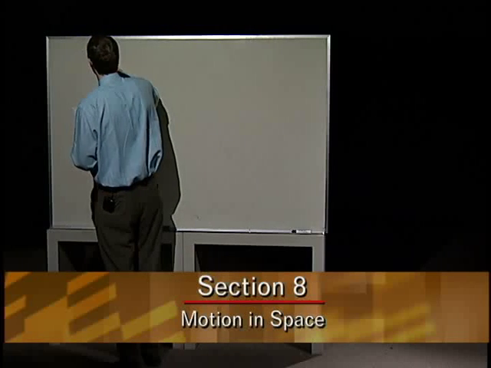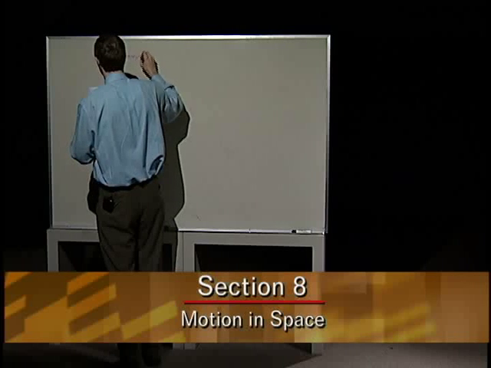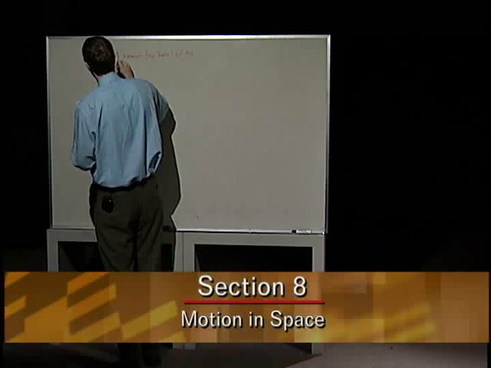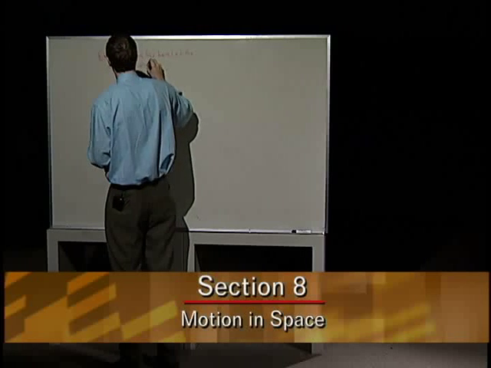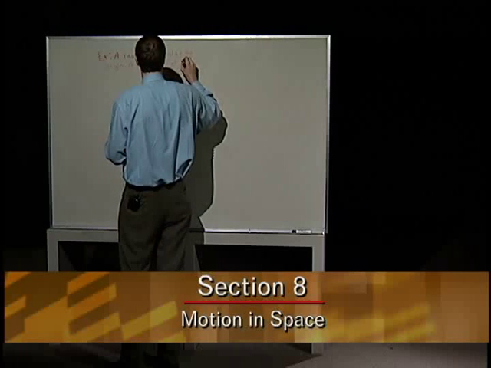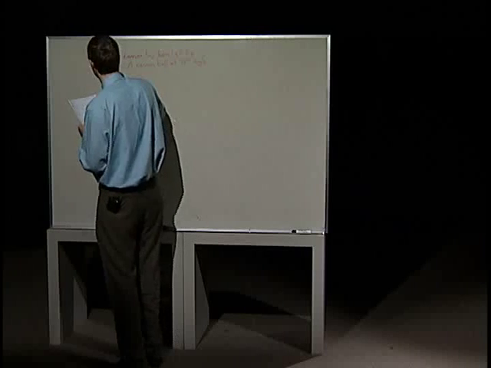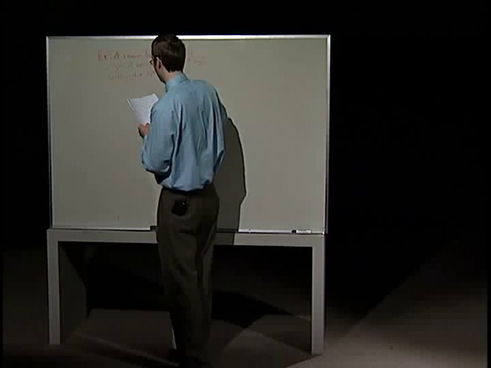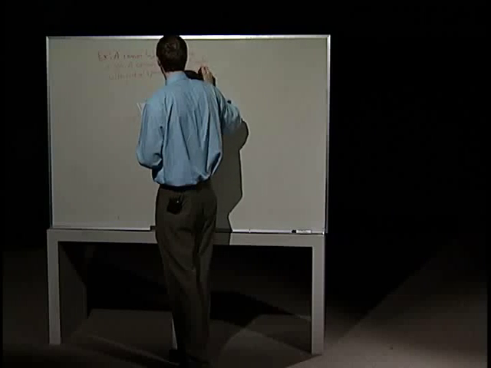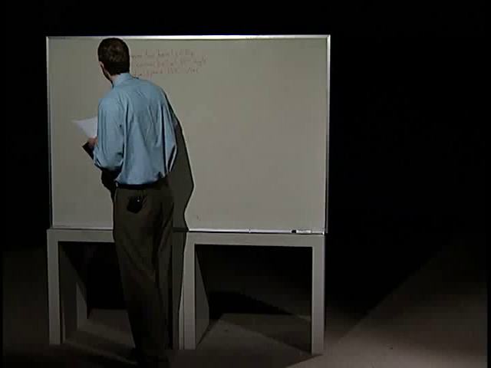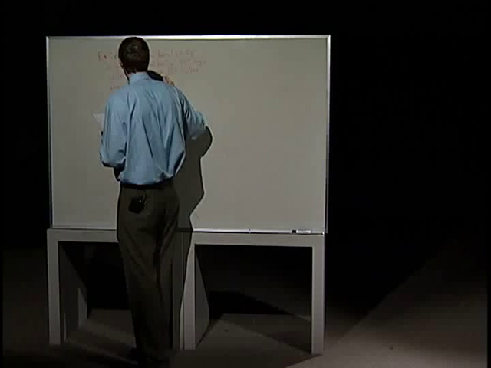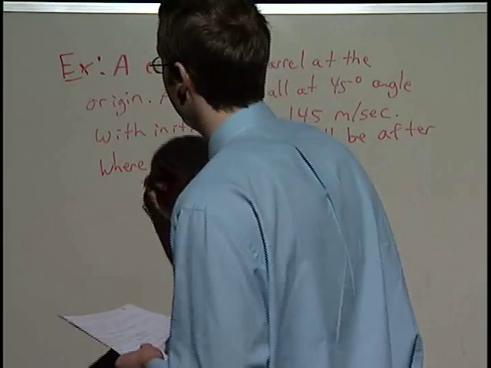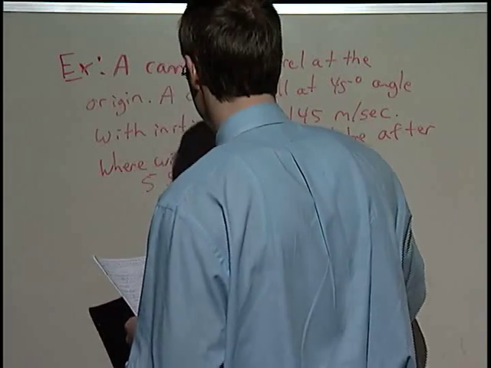So a cannon has its barrel at the origin and fires a cannonball at a 45-degree angle with initial speed 145 meters per second. My question is, where will the cannonball be after 5 seconds, assuming it doesn't hit anything like a pirate ship or something, right?